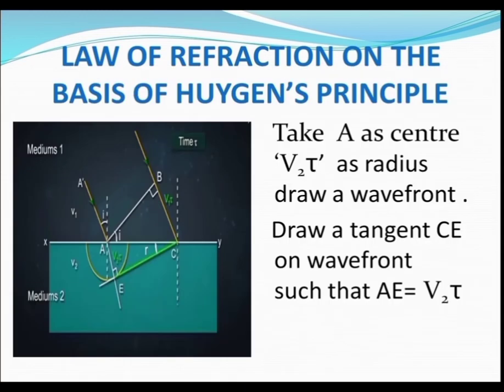Take A as center, V2 tau as radius. Draw a wavefront. Draw a tangent CE on the wavefront such that AE equals V2 tau. In this diagram, AB is an incident wavefront and CE is a refracted wavefront. Both are in the same phase, but in case of reflection, incident wavefront and reflected wavefront are out of phase. They differ by a phase of pi radian.